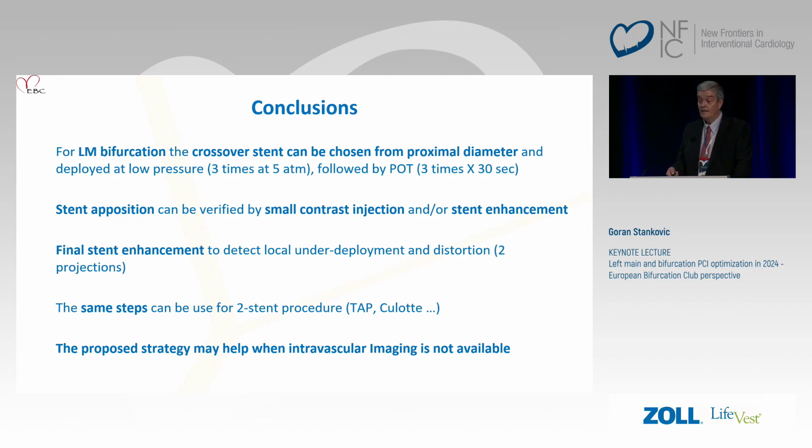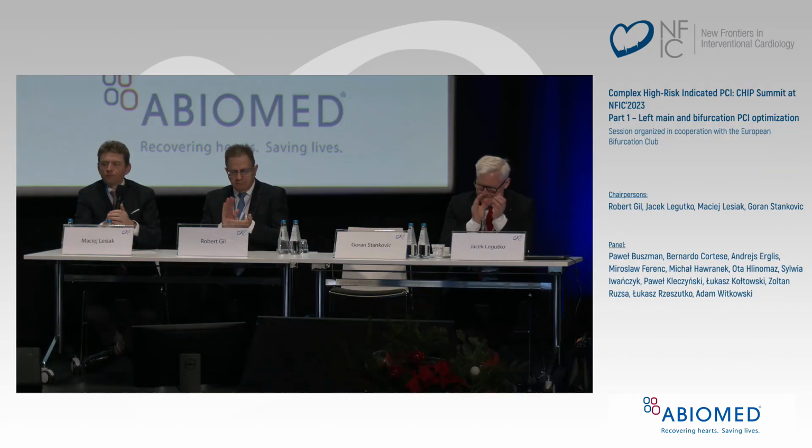For left main stenting, you can select stent according to proximal diameter, 3 times 5 atmospheres, and then POT. Stent apposition can be verified by small contrast injection or stent enhancement, and the same steps can be used for 2-stent strategy. But again, I would like to say that this proposal is valid for every bifurcation PCI, especially when intravascular imaging is not available. Thank you very much for your attention.